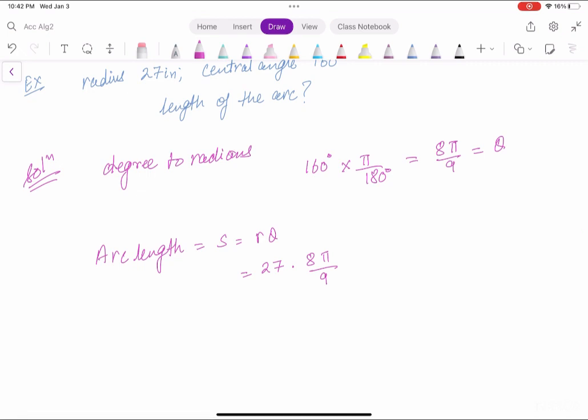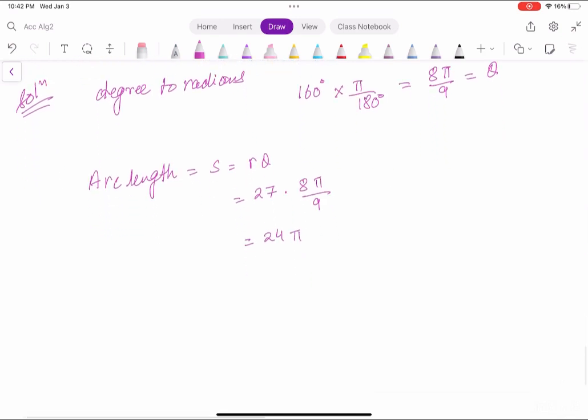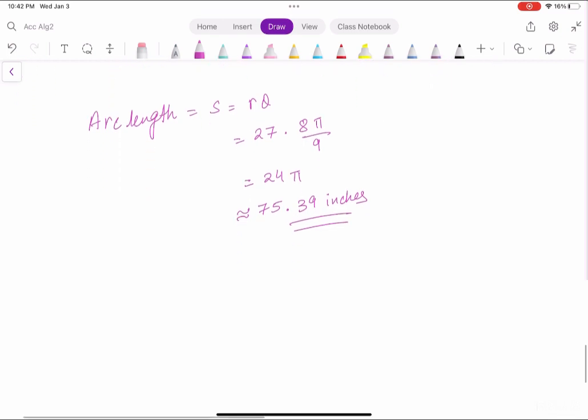And that will give you 24 pi. At this point, you can leave the answer as 24 pi, or you can plug in the value of pi and then write the units. So the answer will be 75.39 inches. So that is the length of the arc, because we need the length of the arc. At that point, we are ready to substitute the value of pi.